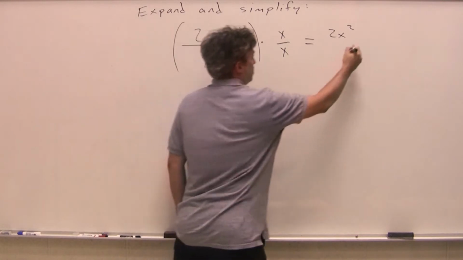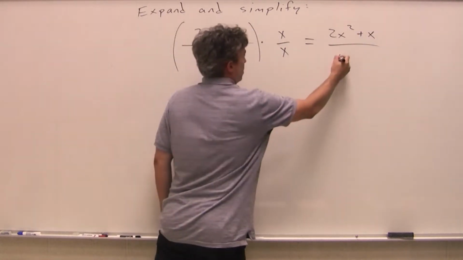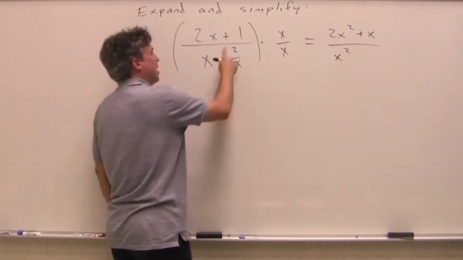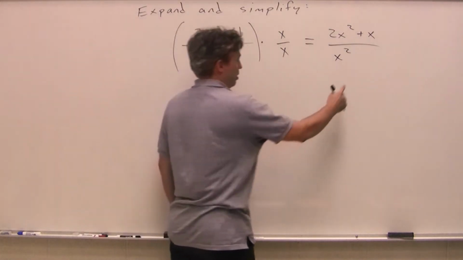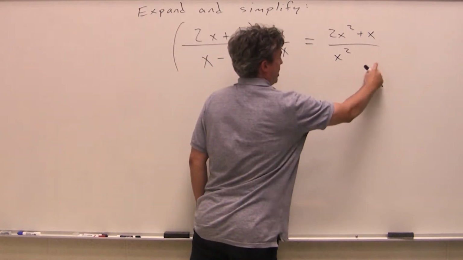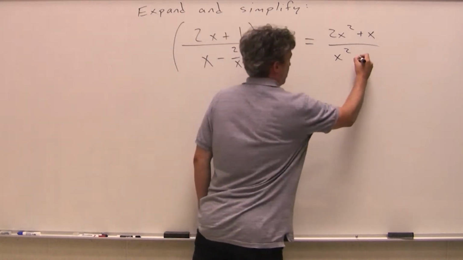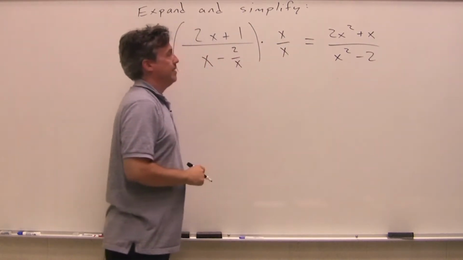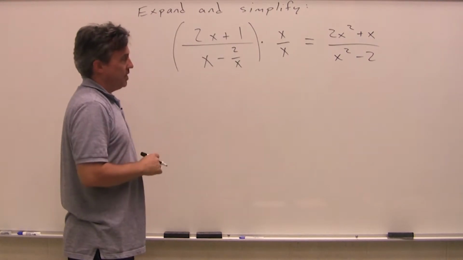X times 1 plus x. X times x, x squared. X times negative 2 over x. So I guess I could write here temporarily minus 2x divided by x, but x over x is 1. So really I can just write minus 2 here. There's nothing else I can do to make this look nicer, so this is the end of this question.